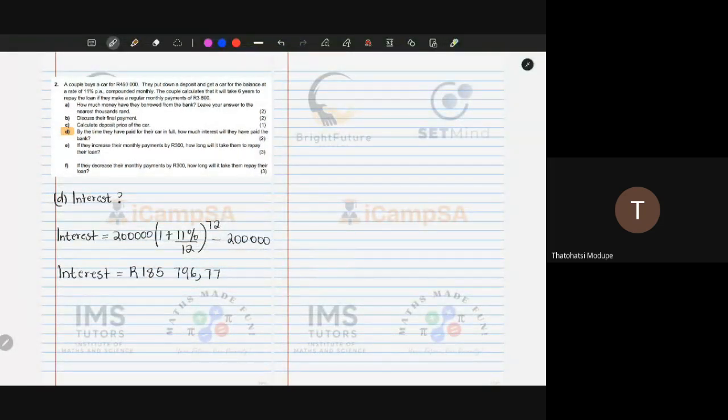Is this supposed to be the interest that the bank got? Let's quickly read. By the time they have paid their car in full, how much interest will they have paid to the bank? Your thoughts, guys?